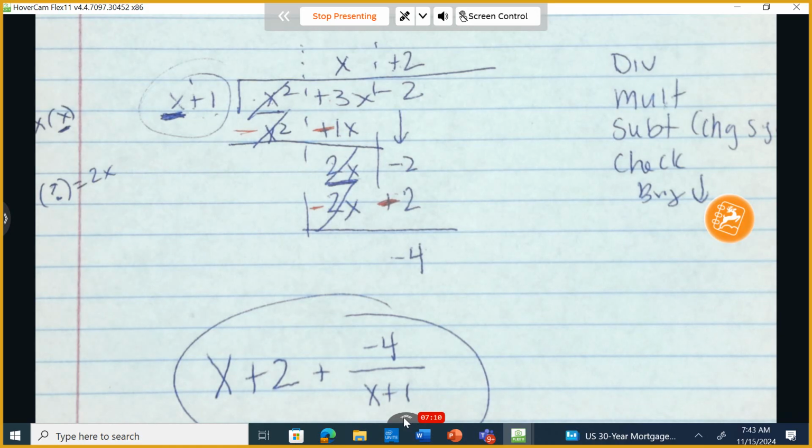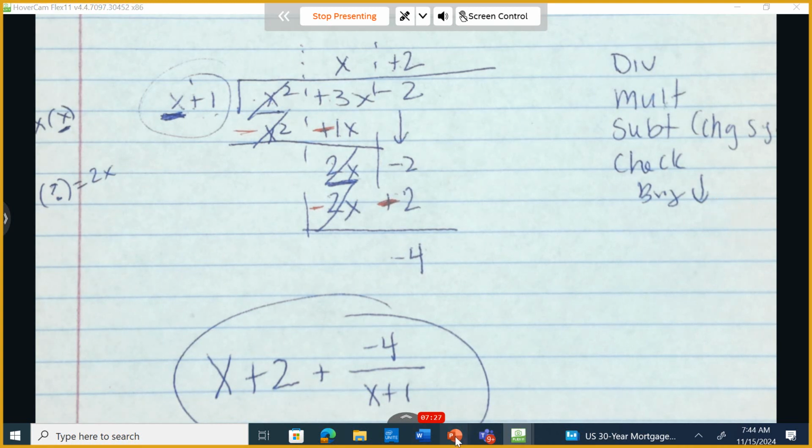Here's what this means. If I said to you, how many groups of x plus 1 can divide into the polynomial x squared plus 3x minus 2? How many groups? x plus 2. That's how many can go in, but it doesn't go in evenly. There is a remainder. Okay, let's look at our next example.